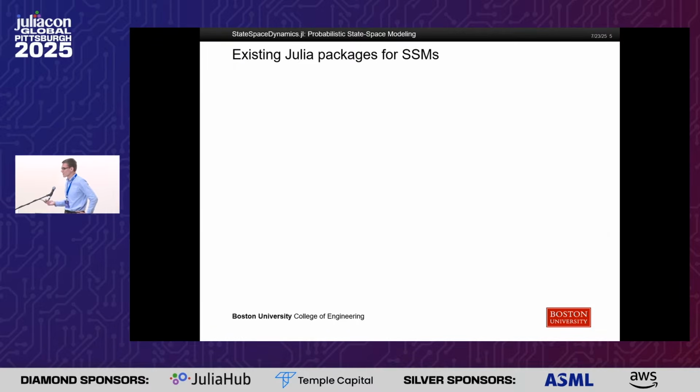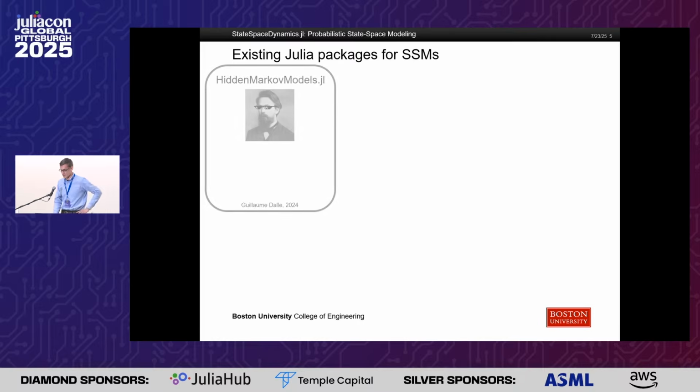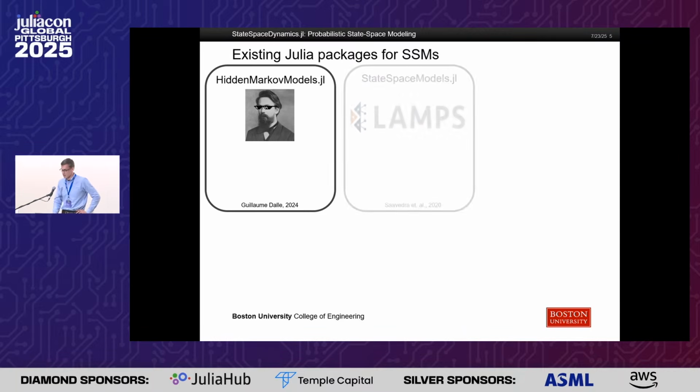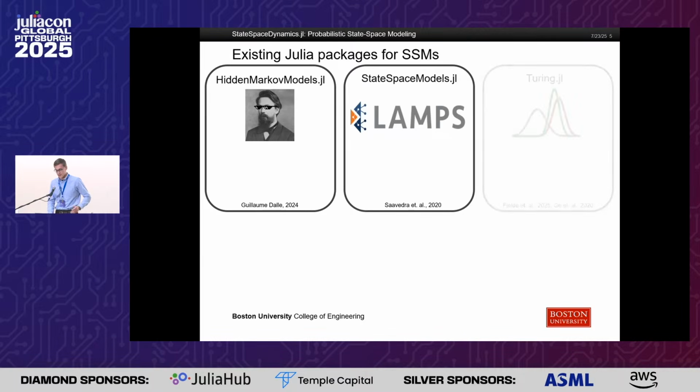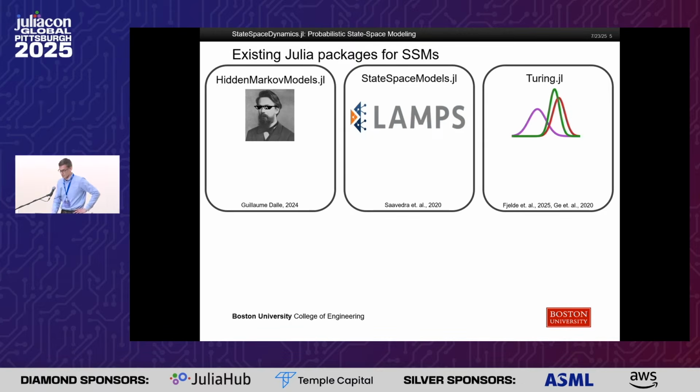There are some existing Julia packages for doing this type of modeling. Some of you may be familiar with that if you work in the space, such as HiddenMarkovModels.jl, StateSpaceModels.jl, and then Turing.jl, which also provides some tools for state space modeling.